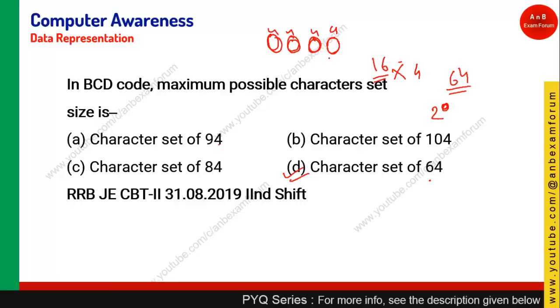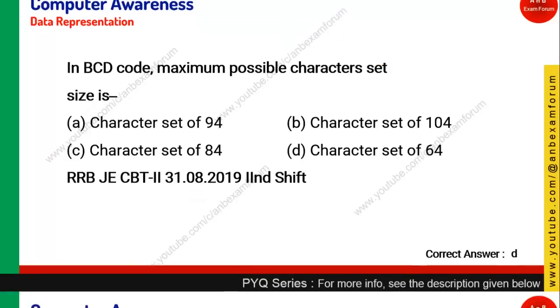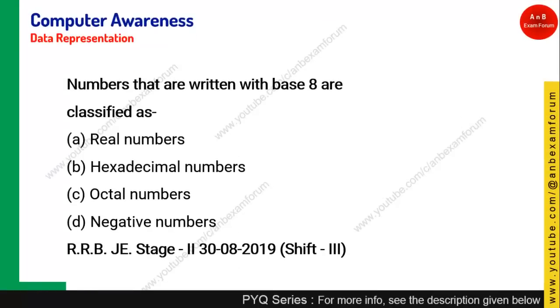So what did we do? There are 16 digits which can be represented for one number. So we have 4 numbers in the BCD. So 16 into 4 is 64. So there is a character set of 64. So option D is the right answer. Let's see the next question. Numbers that are written with base 8 are classified as what?